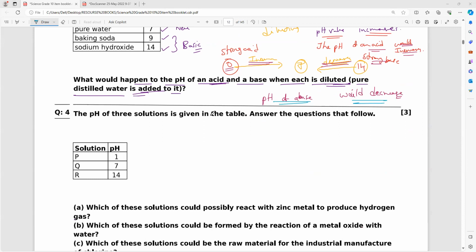Next question. The pH of 3 solutions. This is a very important question. Everybody has to do it. Simply sitting and sleeping is no use. This is your class and you are going to write the board exam. I am not going to write it. You must have sense and act accordingly. You are going to write the board exam. I am not going to do it for you.